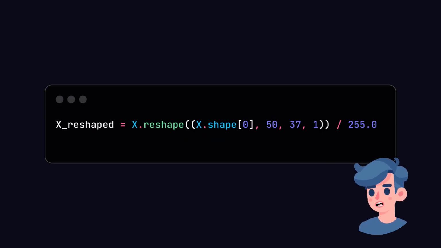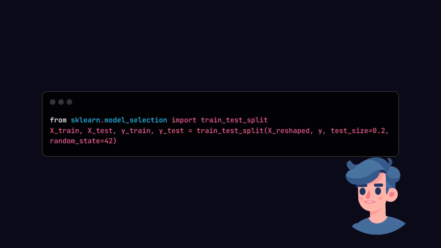Now that we have a sense of our data, let's proceed to pre-process the images. Pre-processing steps usually involve resizing images, normalizing pixel values, and reshaping data. In this case, we'll reshape our data for compatibility with TensorFlow. Next, we split our dataset into training and testing sets. This is an important step to evaluate the model's performance later. We'll use train_test_split from scikit-learn for this.